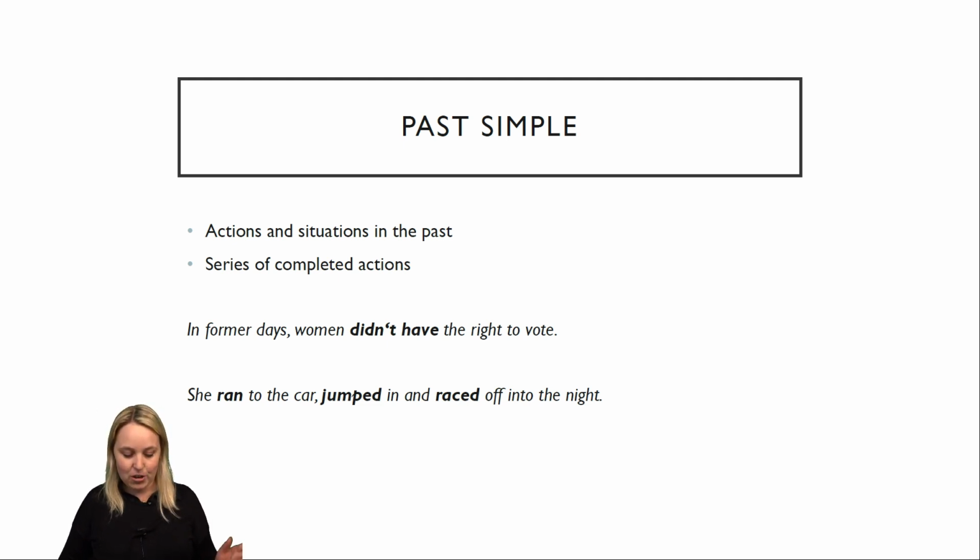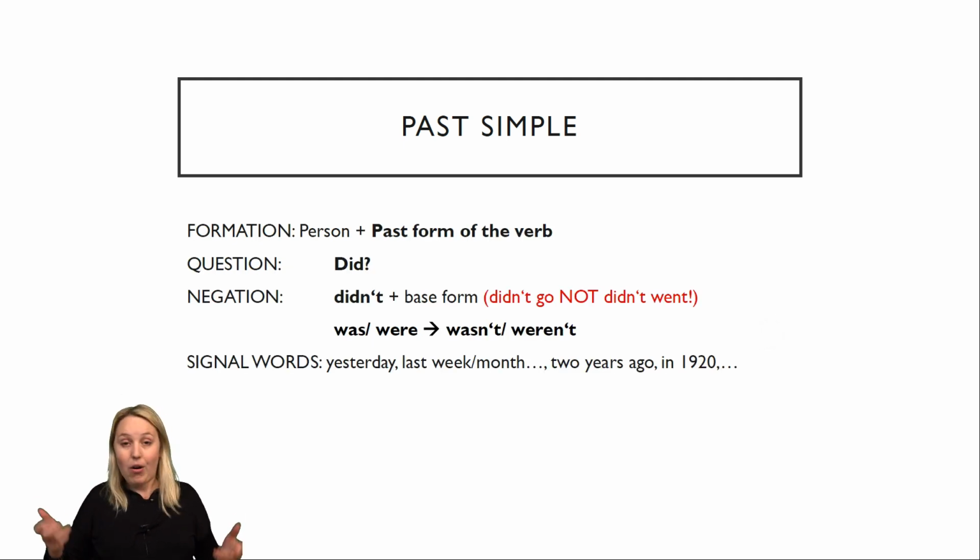Yeah, so here you see ran, jumped and raced. Ran is an irregular verb, so run. And jumped and raced, that's the regular form, you just add an ed at the end. Good, but now how to form it?